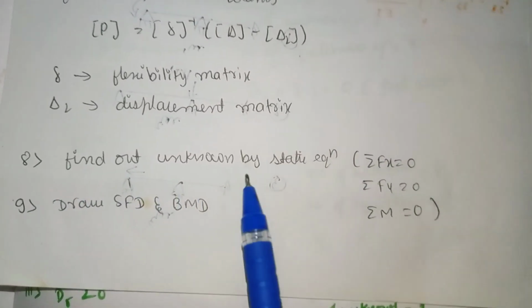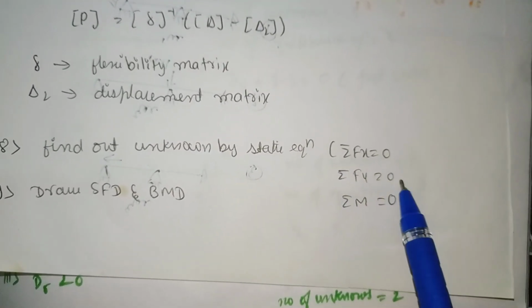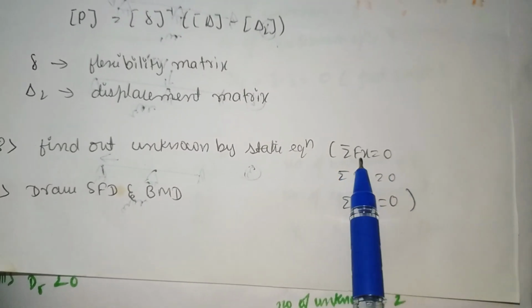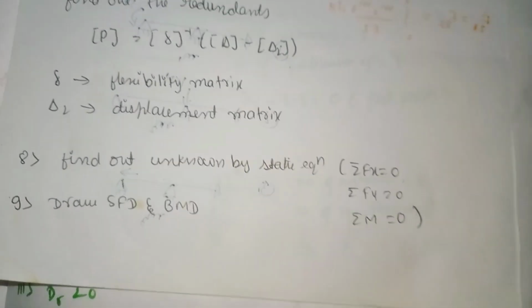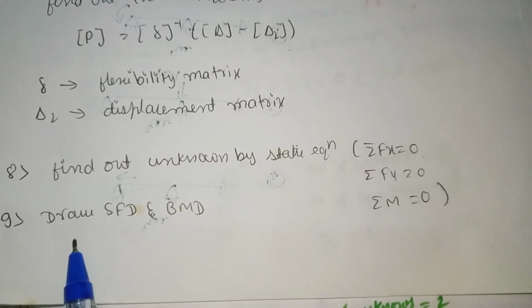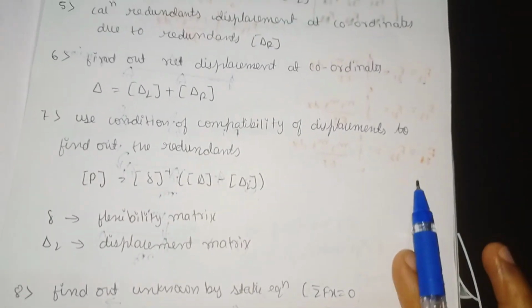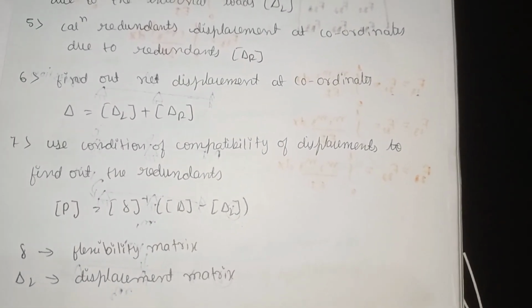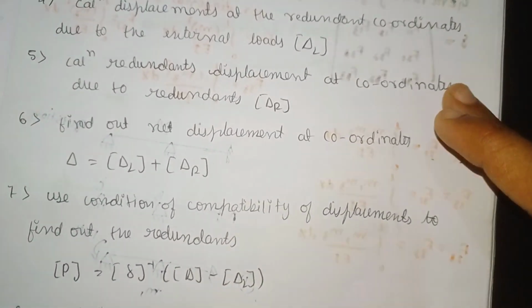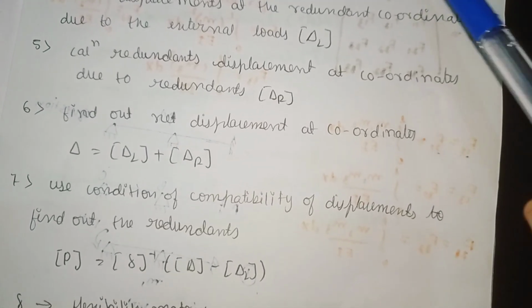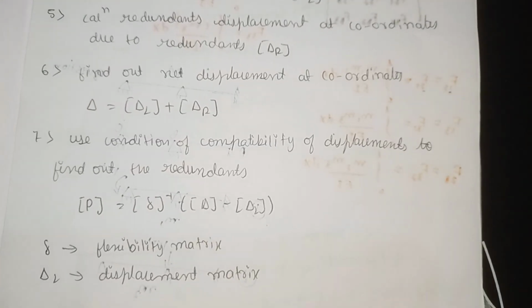Our next step is to find the unknowns by static equations. The possible equations are summation of Fx, summation of Fy, and summation of all moments equal to 0. By using these equations we find the unknowns. And our last step is drawing the SFD and BMD. This is the working procedure of the flexibility method, and while analyzing I will tell in detail how to solve problems using it.